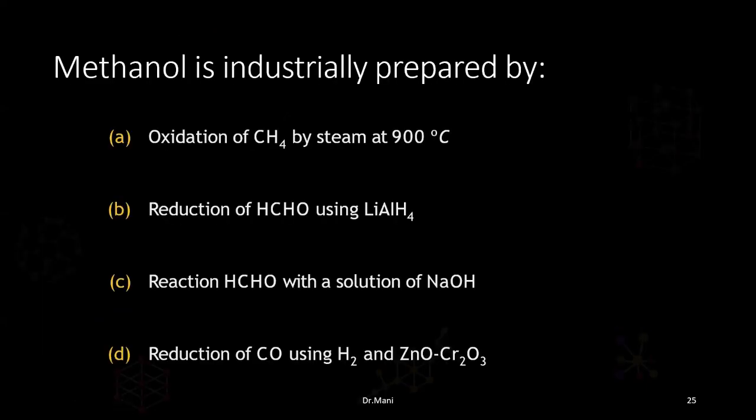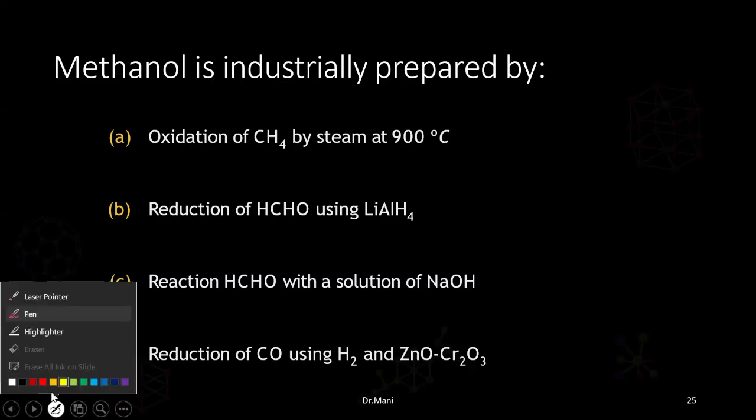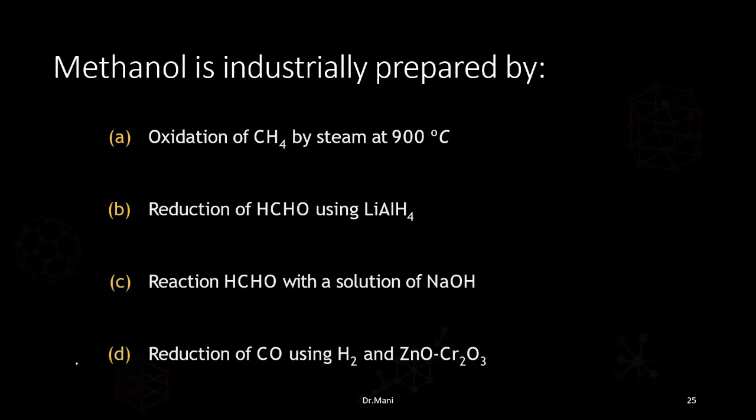So next one, methanol is industrially prepared by, just now we saw. How do we make methanol industrially? Just now I told you in the first few slides. Come on, what is the answer? Is it D? Yeah, the option is D.